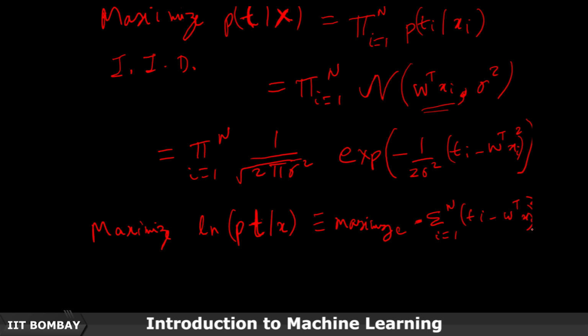So what does that mean? Because I have a negative sign, this becomes a minimization. Basically this is equivalent to minimizing over different values of W. Find the W that will minimize this sum of squared errors.